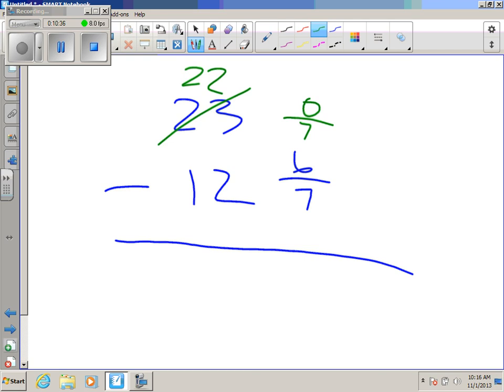So if I borrow 7/7, right, which is 1 whole, add it to the 0 sevenths that are already there. 0 plus 7. Is 23 the same as 22 and 7/7? 7/7 equals 1. 22 plus the 1 is 23. 7 minus 6, 1. 22 minus 12 is 10.